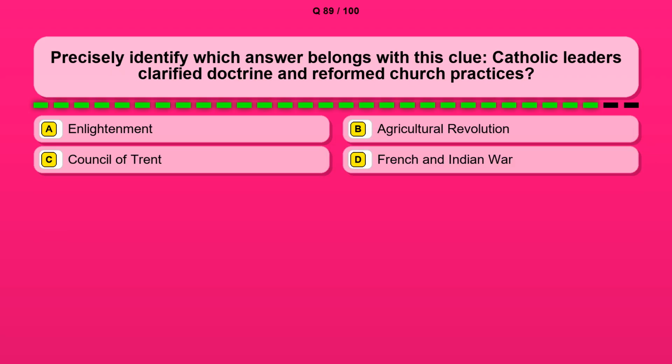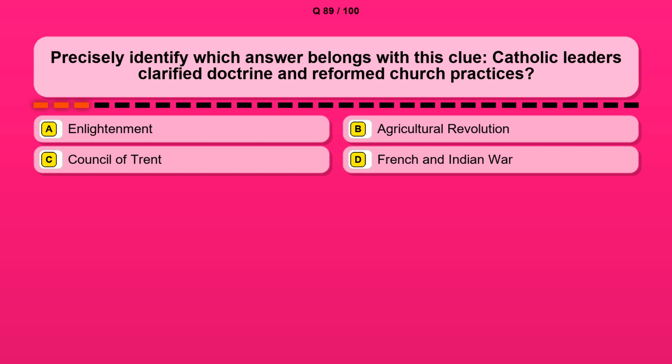Question 89. Precisely identify which answer belongs with this clue. Catholic leaders clarified doctrine and reformed church practices. Option A, Enlightenment. Option B, Agricultural Revolution. Option C, Council of Trent. Option D, French and Indian War.